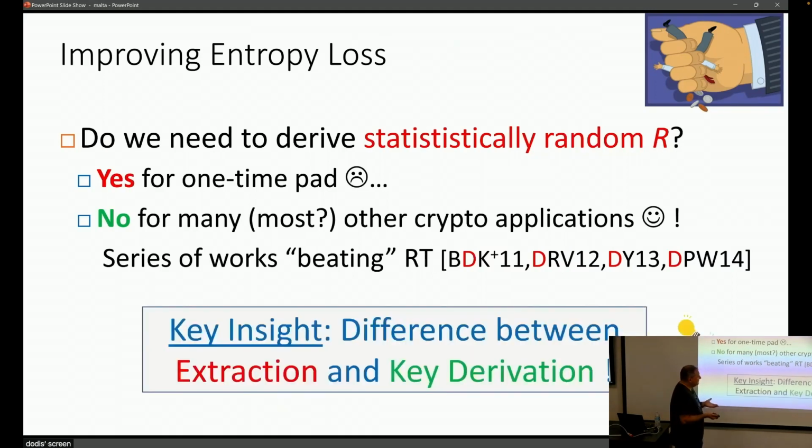The key insight is somewhat surprising. I'll give you a little bit of high-level intuition, but not much: there is a difference between the pure problem of randomness extraction and the problem of key derivation for cryptographic applications. Cryptographic applications have some restricted structure. In our language, it's a restricted class of distinguishers. And for that restricted class of distinguishers, you can actually beat the RT bound.